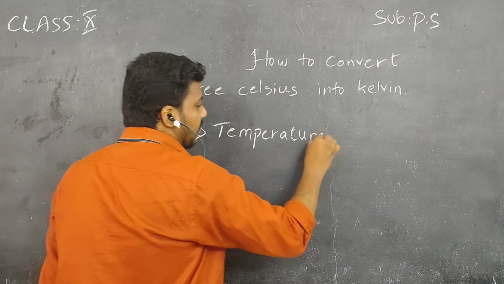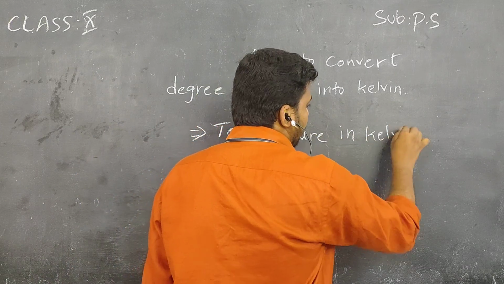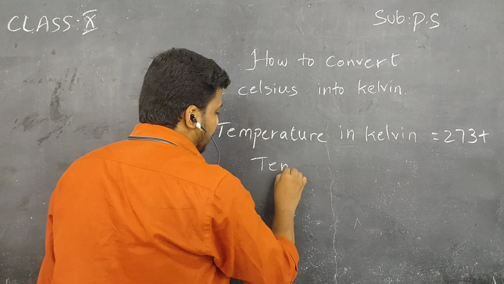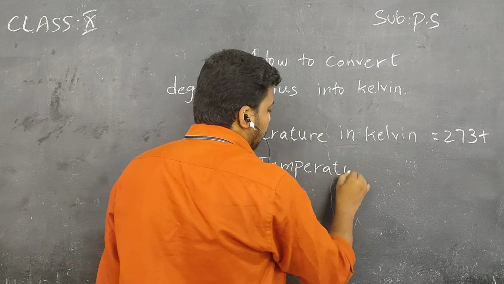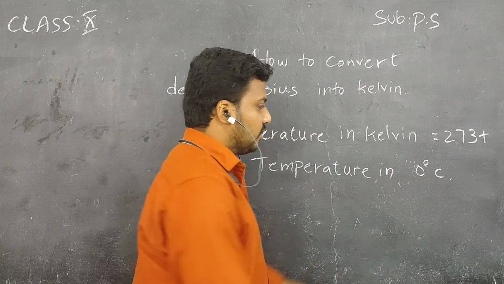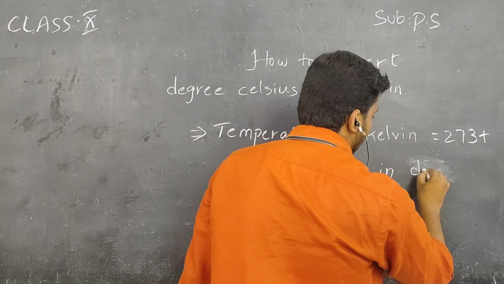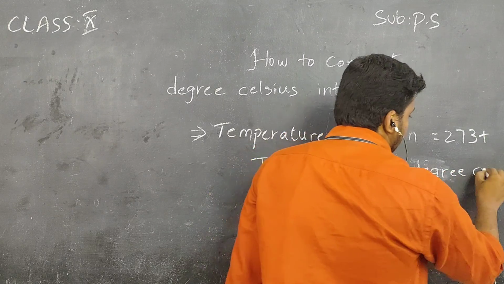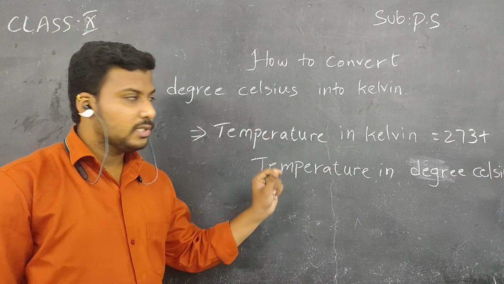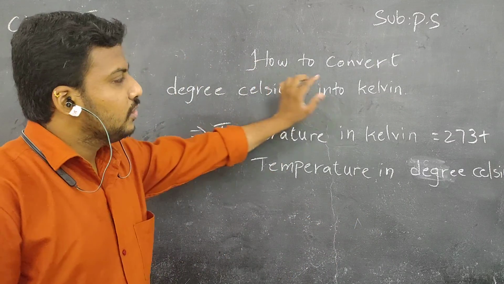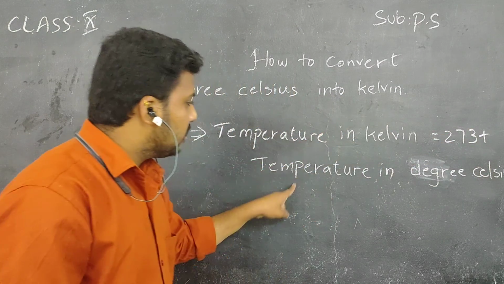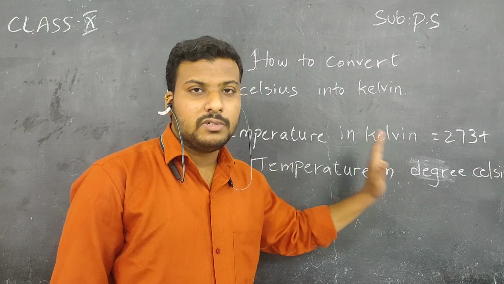Temperature in Kelvin equal to 273 plus temperature in degrees Celsius. I am just writing it like this, with the name degree Celsius. So you want to remember this. How to convert degrees Celsius into Kelvin means temperature in Kelvin equal to 273 plus temperature in degrees Celsius. You should note it.